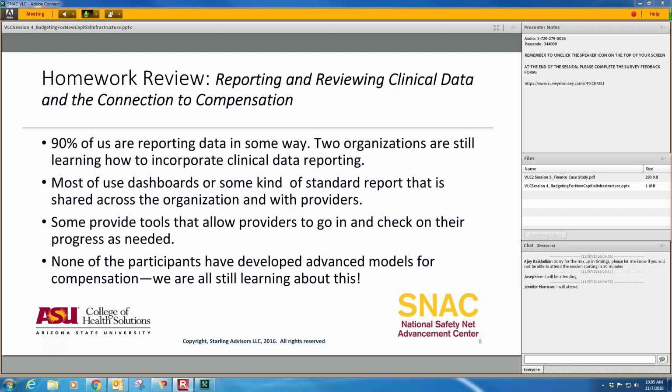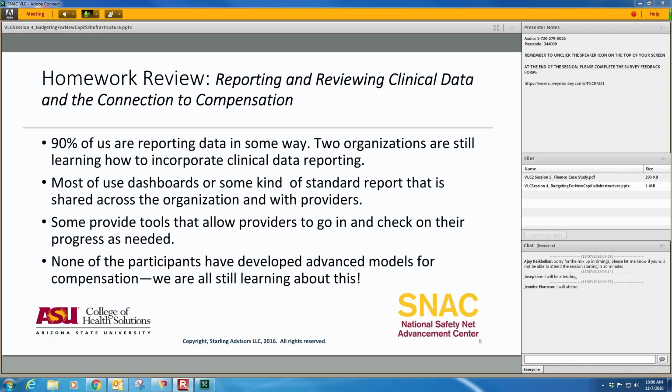Most indicated that they formalized those reports into some kind of dashboard or standard report that can then be shared more broadly through the organization and specifically with providers. Some provided tools to allow providers to go in and check on their own progress so they could actually work with their own panel of patients or their own data and information.